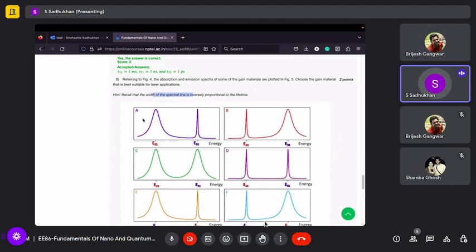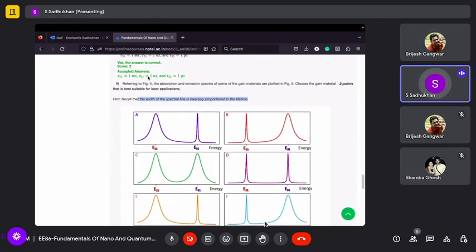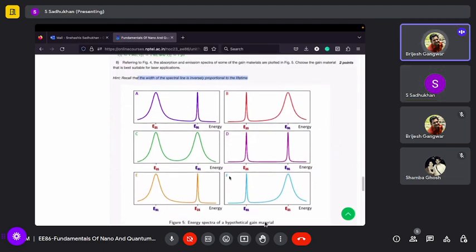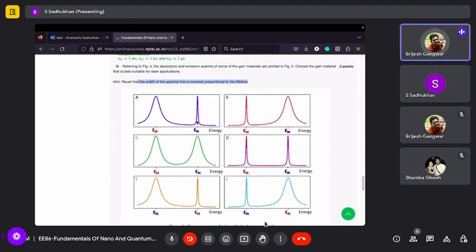Actually, for laser application, this B is suitable. I can understand this due to the small line width and all. But this hint created some confusion here. If I follow this hint, as you can see directly from these options, option A would be the correct one. And where is E32? It is not given here, just a comparison between E31 and E21.